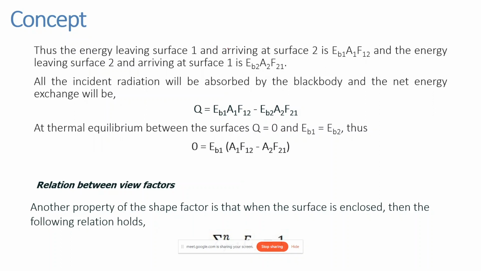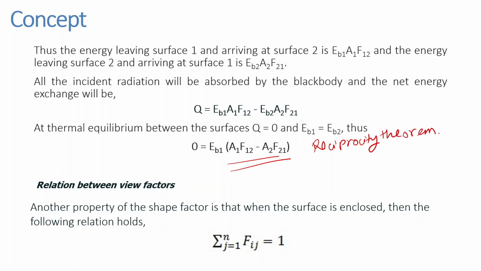A few more concepts related to that. This one is known as the reciprocity theorem. What it tells is, if the area of surface 1 is A1 and the fraction of energy leaving surface 1 and reaching surface 2 is F12, then we can also write this as A1 F12 is equal to A2 F21. This can be generalized.